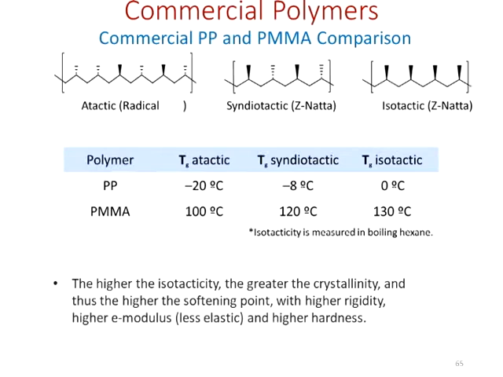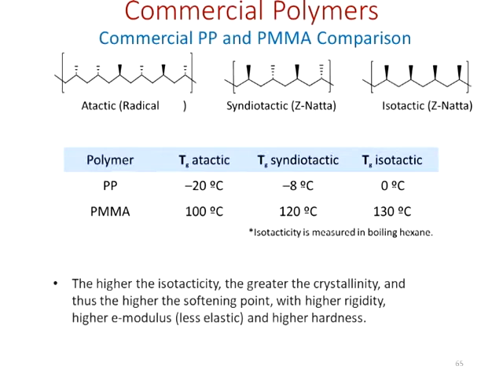And here's what you want to know: the higher the isotacticity, the greater the crystallinity, and thus the higher the softening point. As a higher softening point, again, think of your cars in the hot summer. In a vehicle, they start to soften a little bit. But if it has more crystallinity in it, that means it's going to be more rigid, and it's going to also have what's called a higher E modulus, which means it's less elastic.